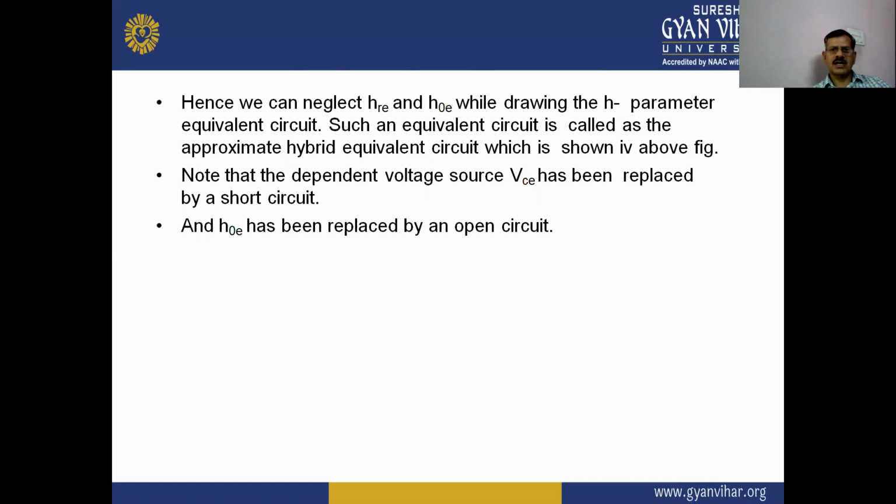Such an equivalent circuit is called the approximate hybrid equivalent circuit, which is shown in the above figures. Note that the dependent voltage source has been replaced by a short circuit, and ho has been replaced by an open circuit.